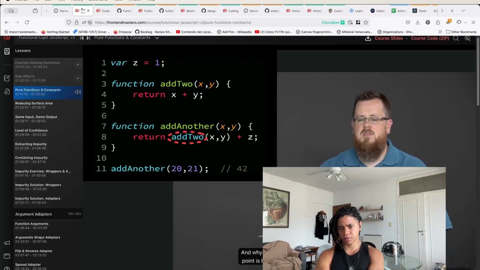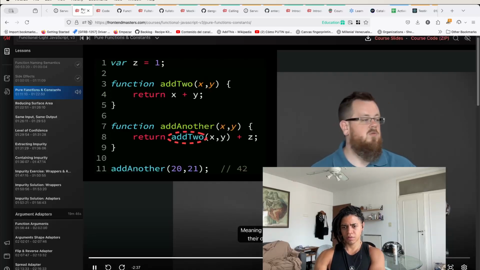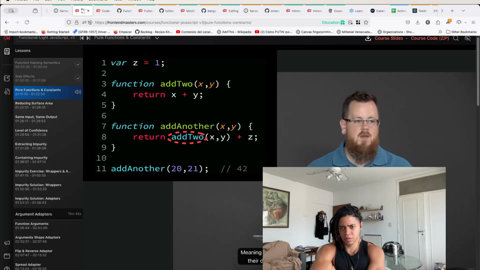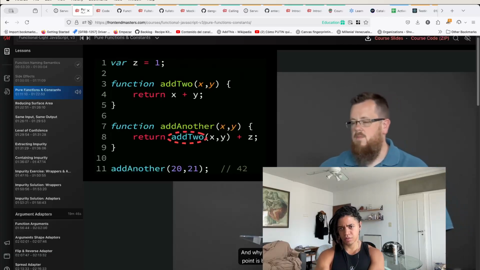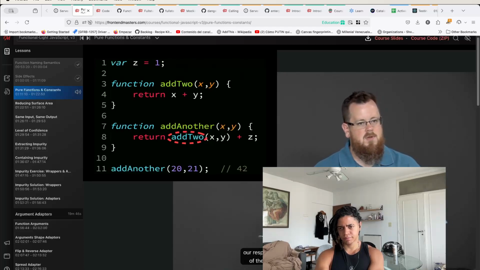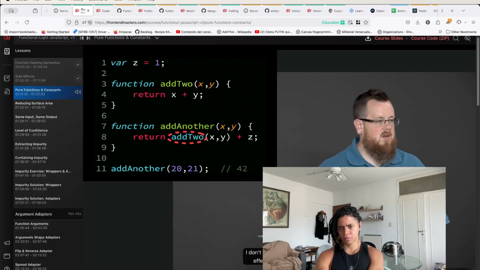And why I'm hammering on this point is because it emphasizes our responsibility as the author of the code to make it as obvious as possible that something is a constant, that it's going to behave as a constant. One way you could do that is with the const keyword, but I don't think that is the most effective way to do it.